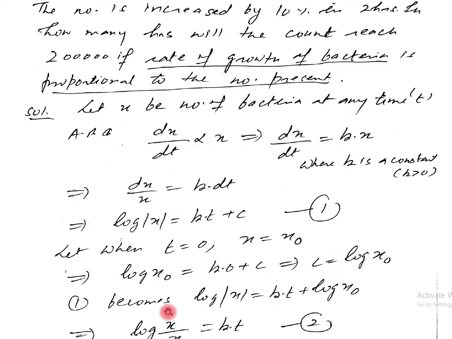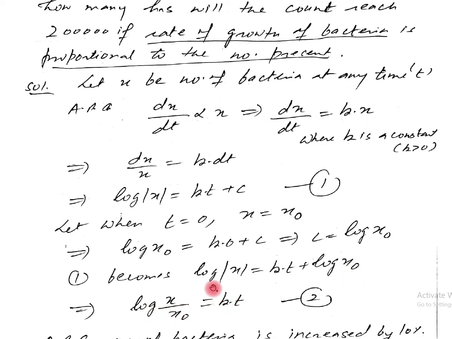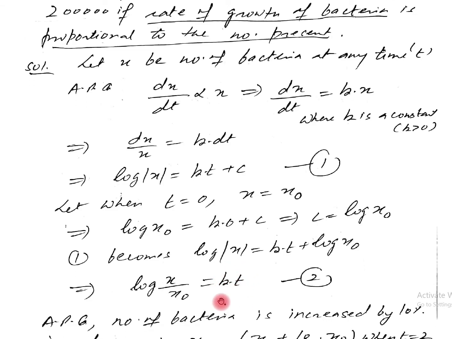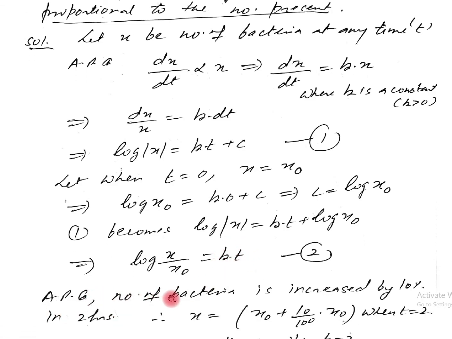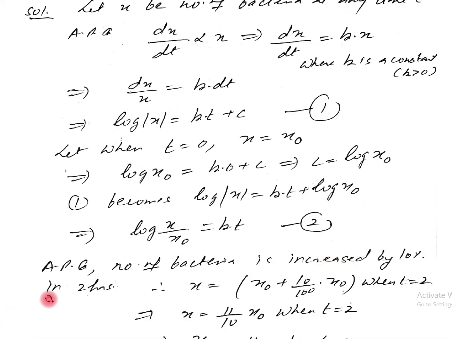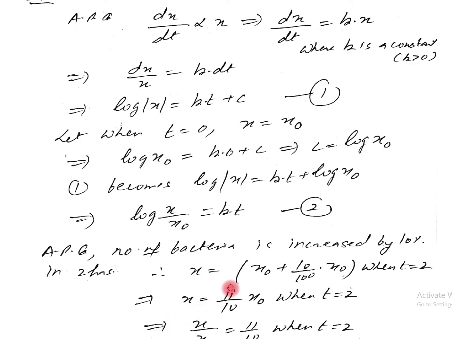Now equation 1 becomes log of x equals k into t plus log x naught. By simplifying, we get log of x upon x naught equals k into t. Now it becomes the expression. As per the question, the number of bacteria is increasing by 10% in 2 hours. We suppose initially the bacteria is x naught. Therefore after 2 hours, the number of bacteria equals x naught plus 10 by 100 into x naught. Simplifying, we get x equals 11 by 10 x naught when t equals 2.